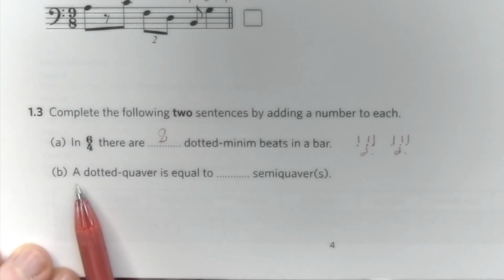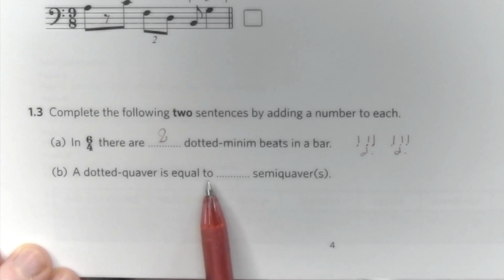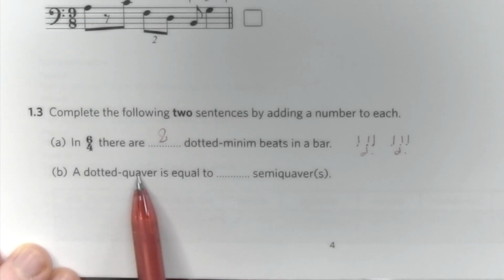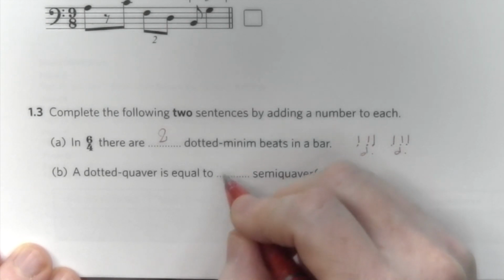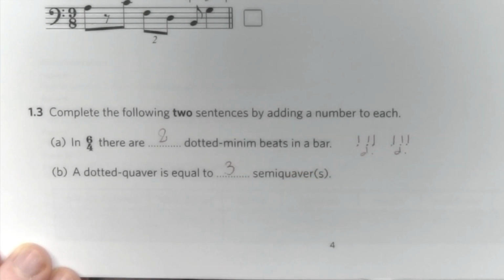Question number 2. A dotted quaver is equal to X number of semiquavers. 1 quaver equals 2 semiquavers, and the dot adds an extra semiquaver. So that would make it 3. That was super quick.